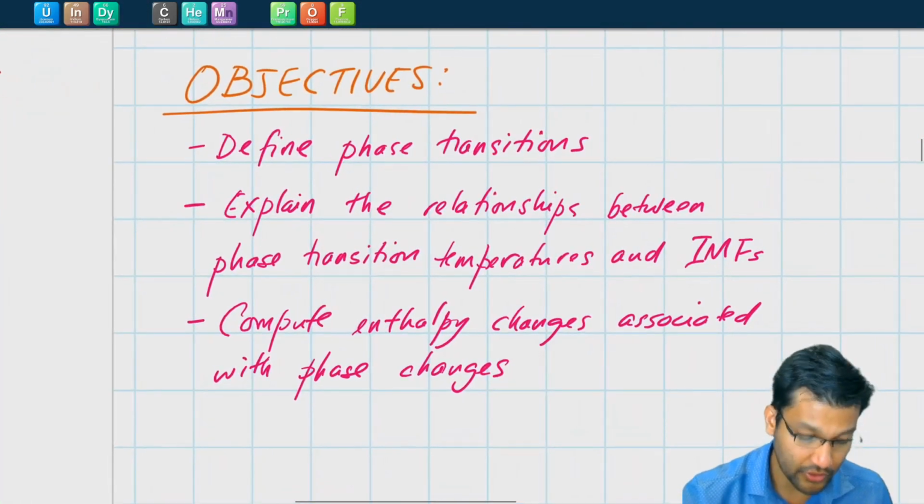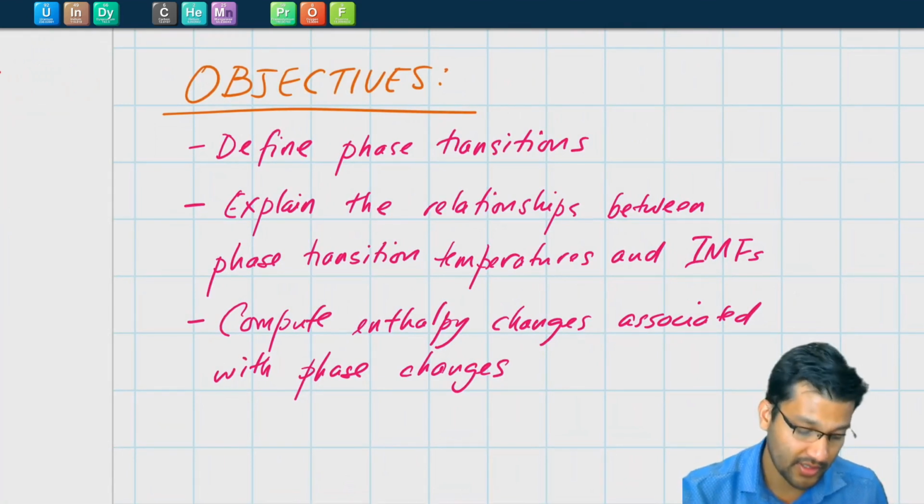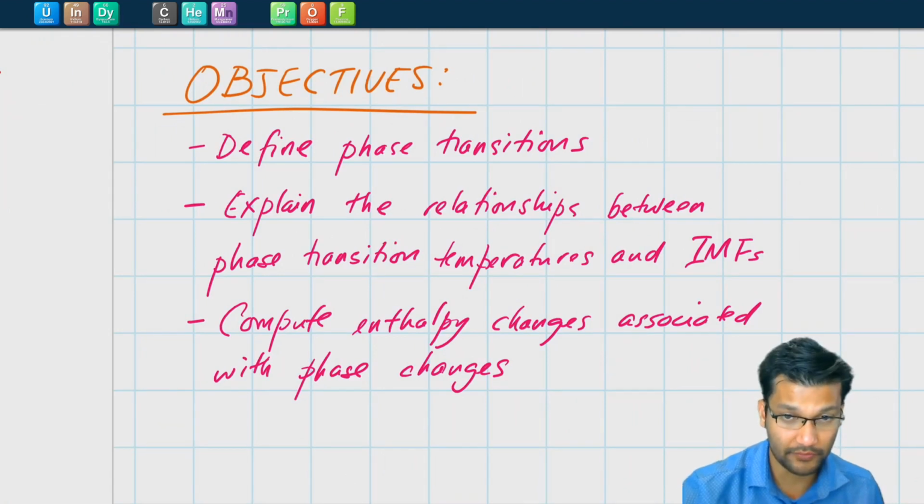By the end of this video, you should be able to define what a phase transition is. You should be able to explain the relationships between phase transition temperatures and intermolecular forces, and you should be able to compute enthalpy changes associated with various phase changes.